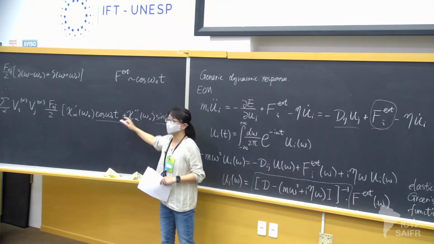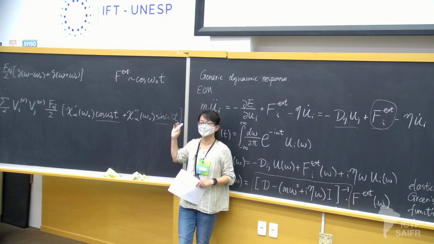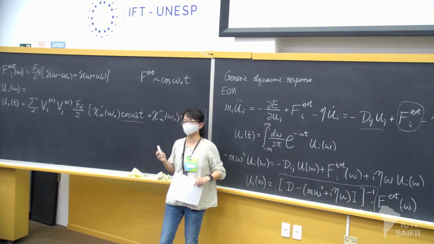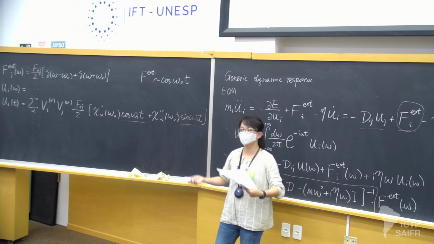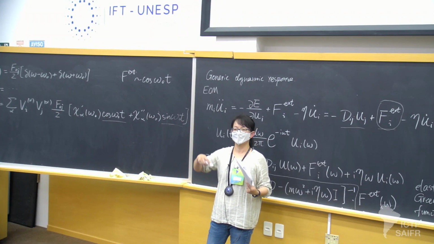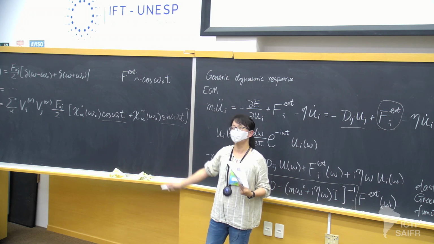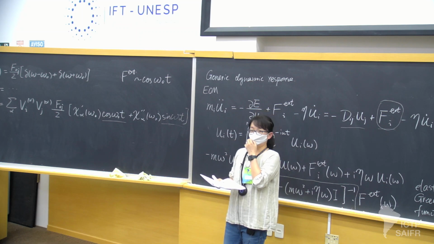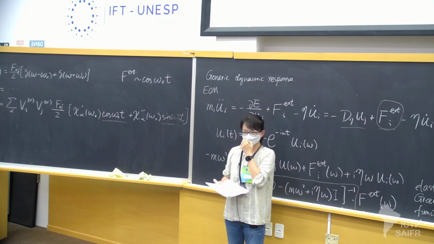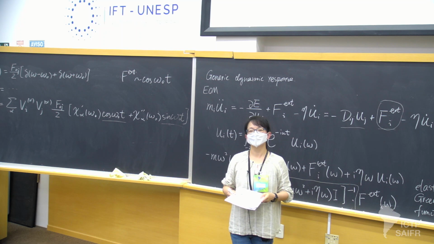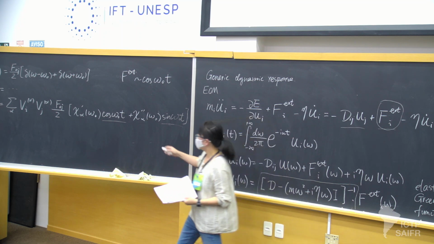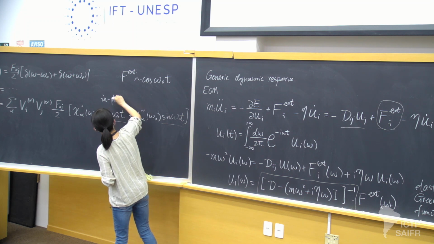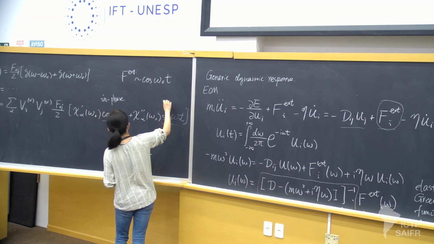What conclusion do we get here? What does chi prime and chi double prime tell us in terms of the response of the system to a perturbation with a frequency? Yes? Yeah, so this is the in phase. And this is the out of phase.